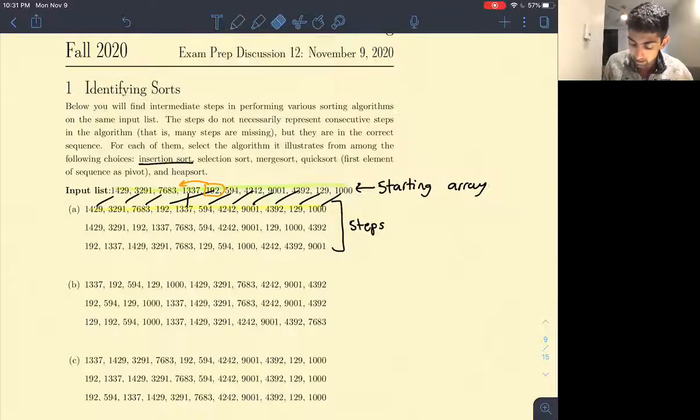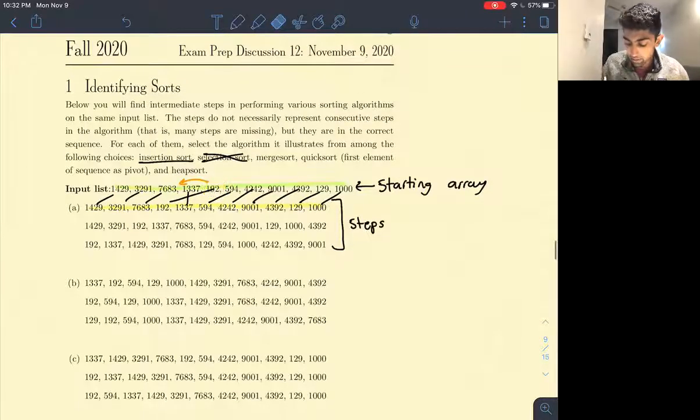We can eliminate selection sort, right? It can't be selection sort because in selection sort, we take the minimum and in one swap, we move it all the way to the front, right? And that's not even the minimum. The minimum is 129. Okay, so we know that's definitely not selection sort.